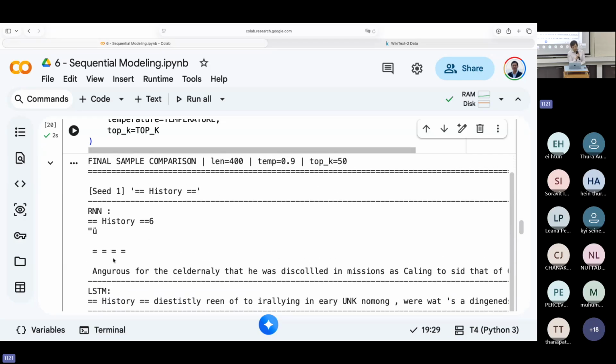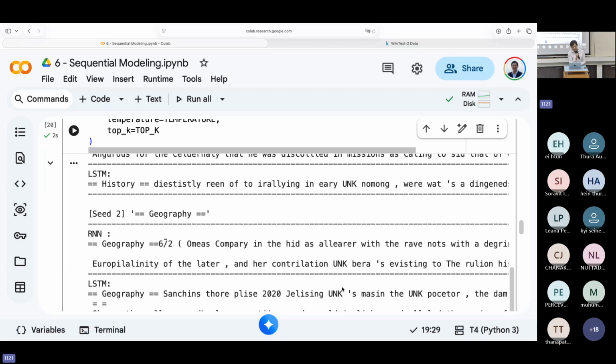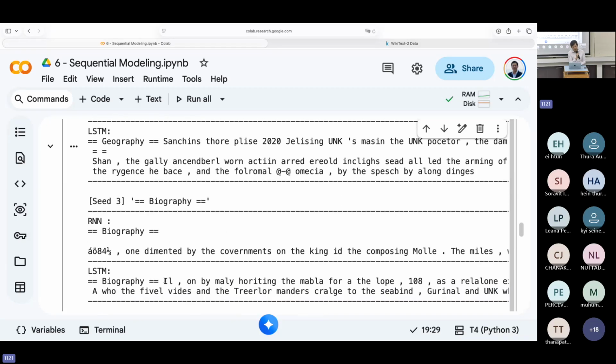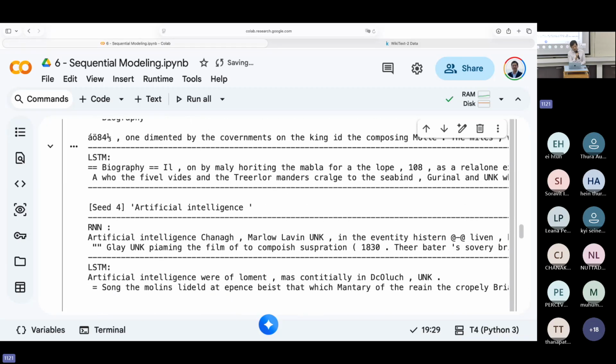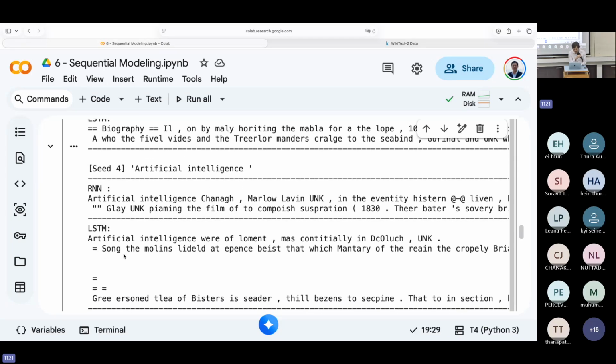History, right? Don't understand any of these for both of them. Right? Geography, biography, in artificial intelligence. Are there any words that hit the AI? No, probably not related to the song.